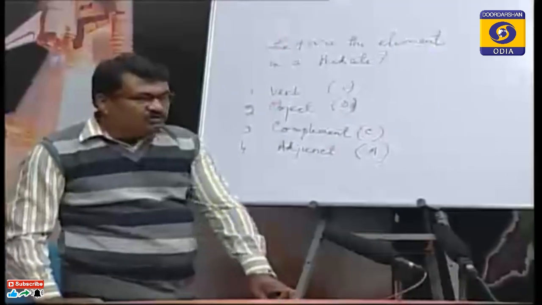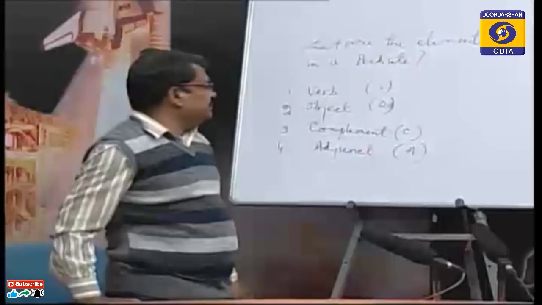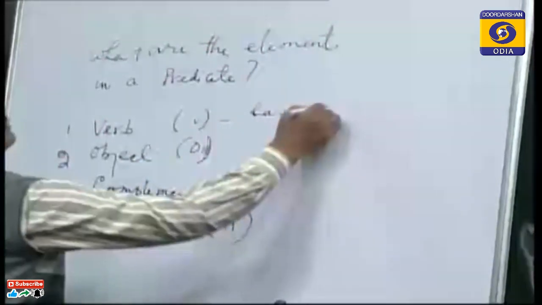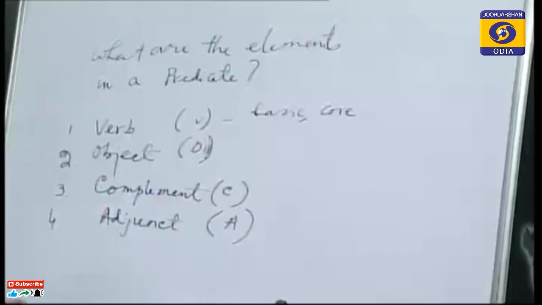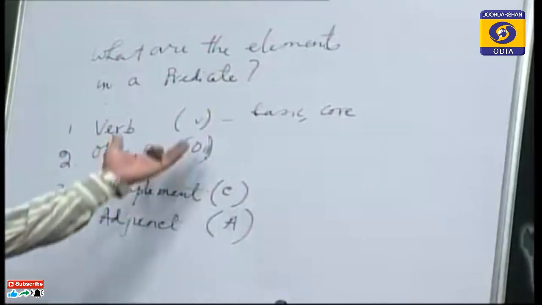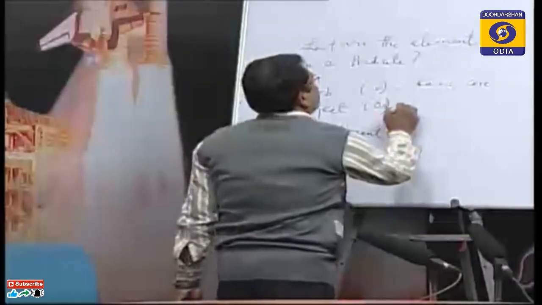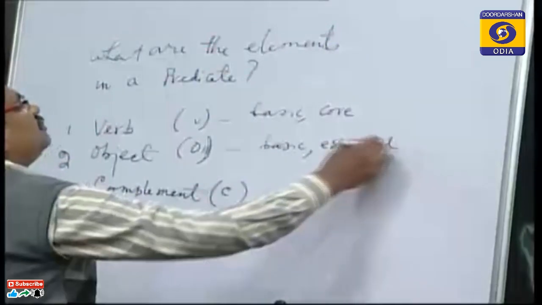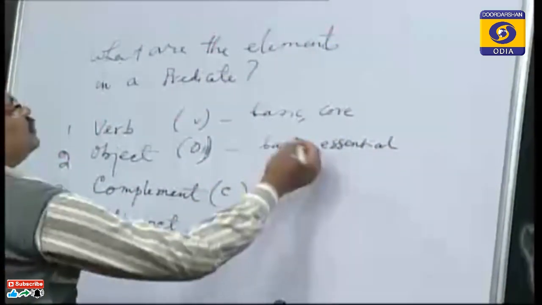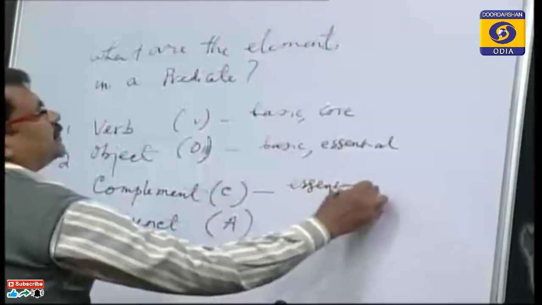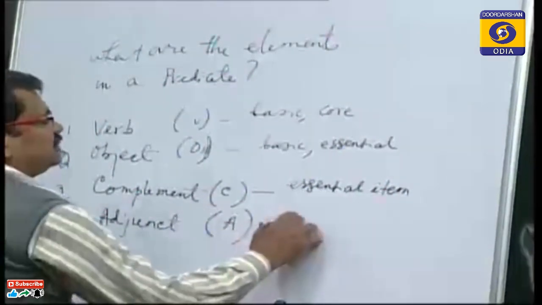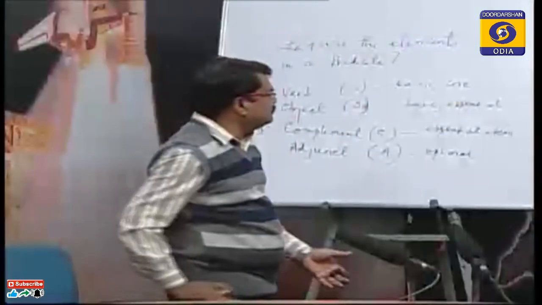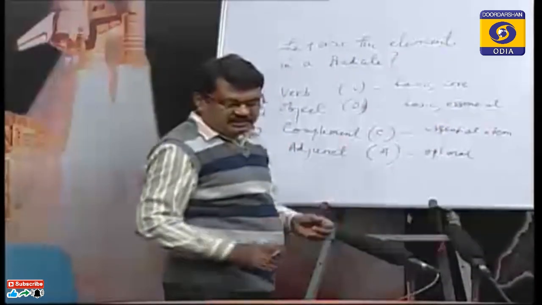So what is the function of these elements? Verb is the basic thing, the core. Without a verb, the sentence is not possible. Similarly, object is basic, essential also. You may call it basic or core or essential. Complement is also an essential item. But adjunct is optional. The fourth one is an optional item, which can be dropped without making the sentence ungrammatical.